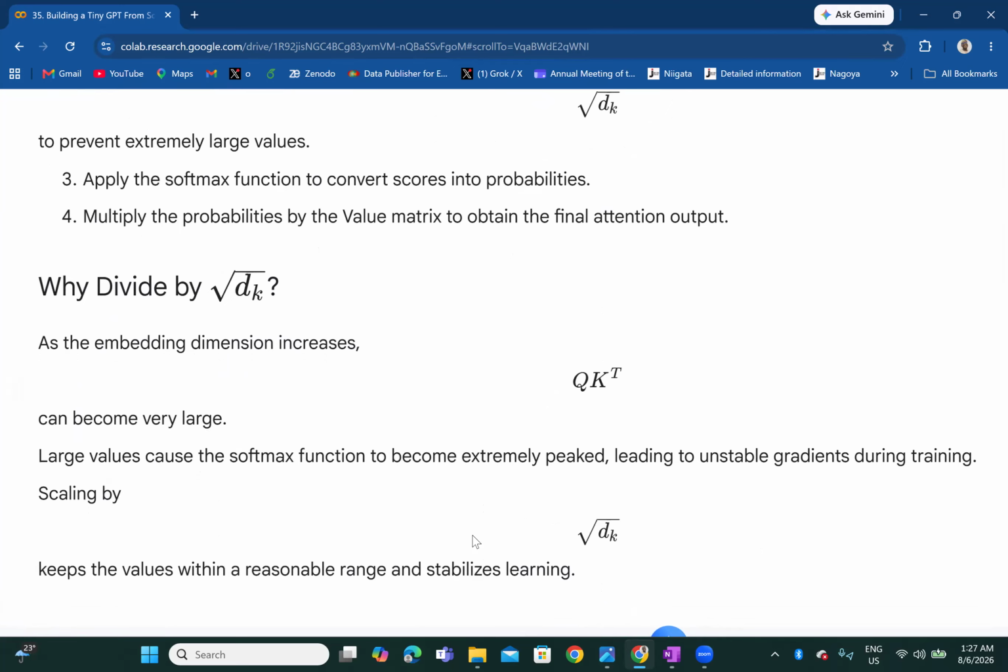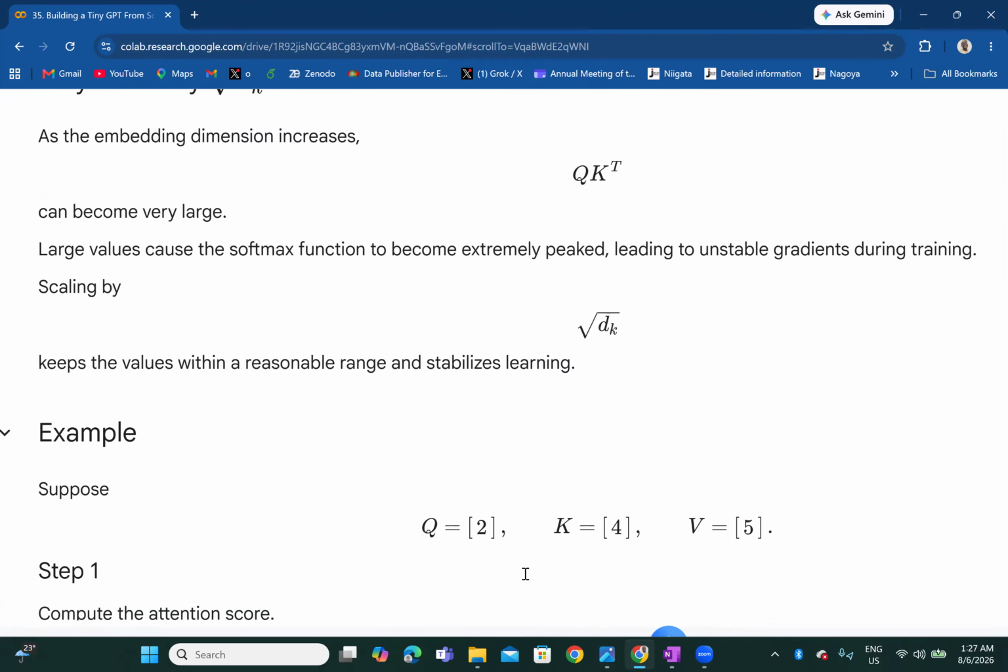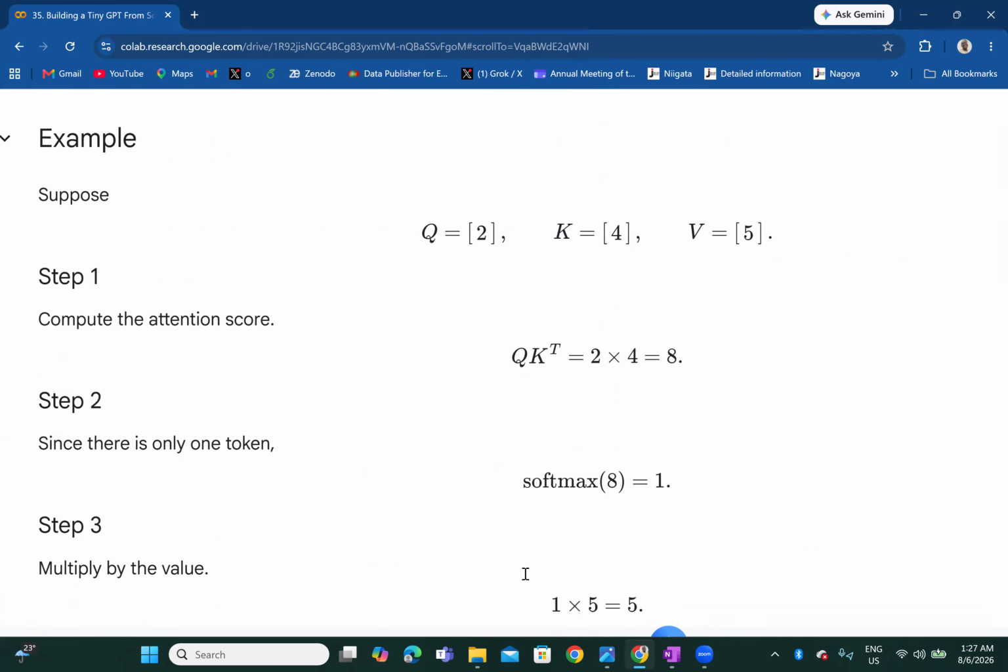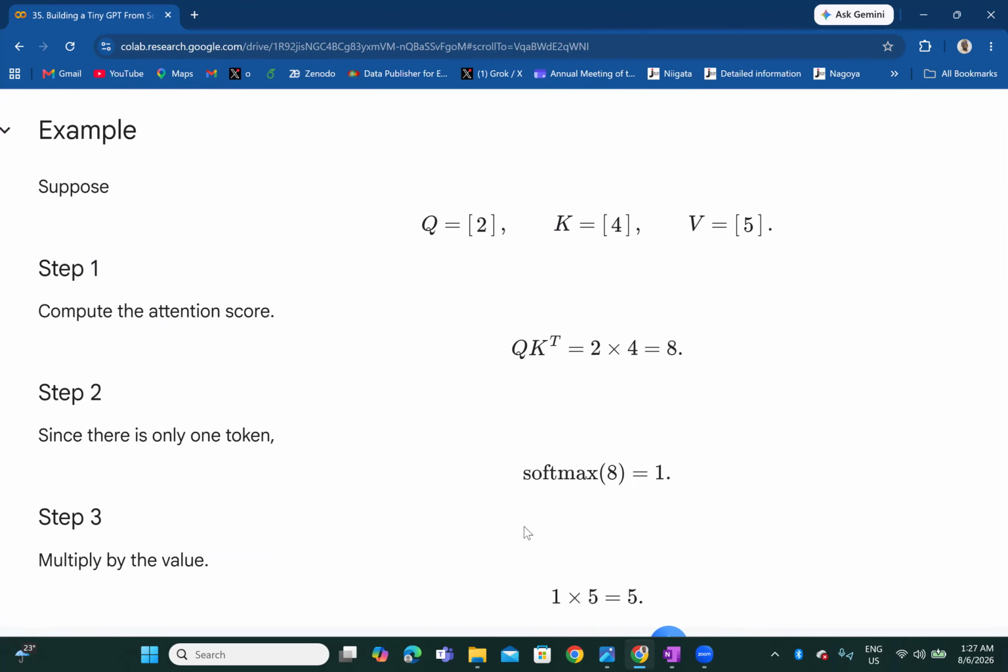So scaling by square root of dk keeps the values within a reasonable range and stabilizes learning. So it is basically for the purpose of stabilization. Now, suppose that a query is just a single vector, 2, the key is 4, and the value is 5. So to compute the attention score, you have QK transpose.